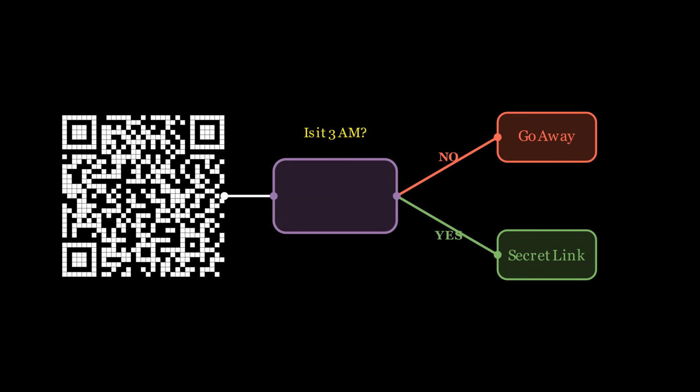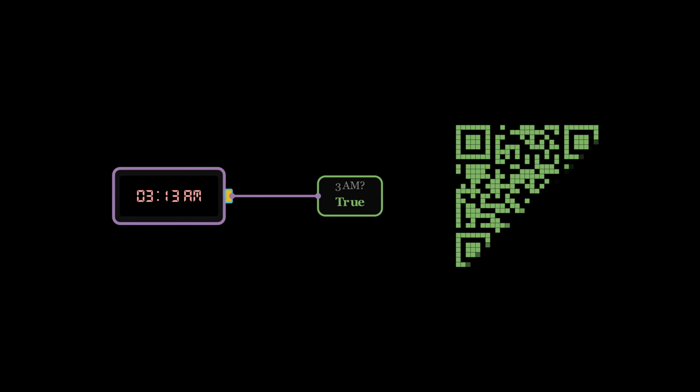Now, here's the thing about how this works. The script asks your device, hey, what time is it? And your device tells it whatever you have set in your system clock. If you go into your settings right now, turn off Set Automatically and manually roll your clock forward to 3 a.m., my script looks at that, says, oh, looks like it's the witching hour, and it then unlocks the redirect.